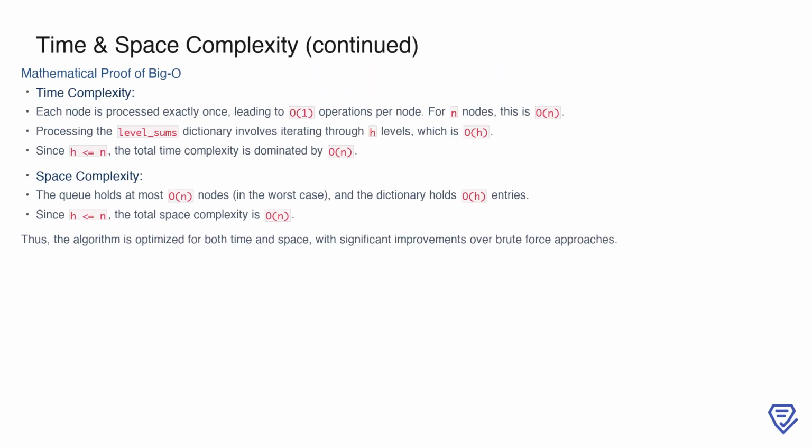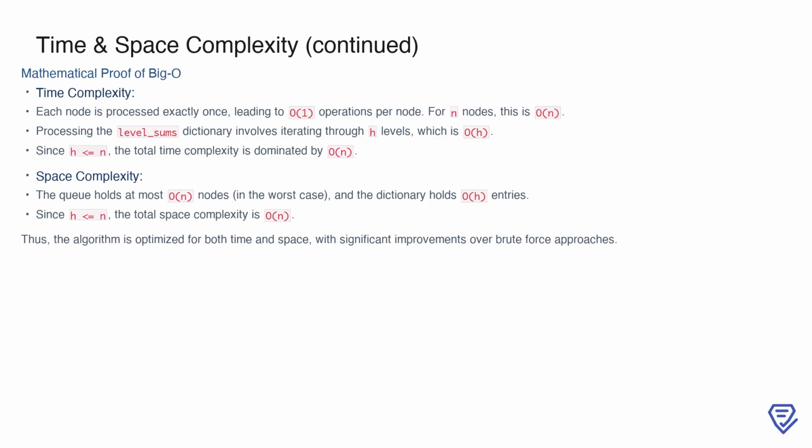Finally, let's validate the big O analysis mathematically. For time complexity, each node is processed exactly once, involving O(1) operations per node. With n nodes, this totals to O(n). Additionally, iterating through the level_sums dictionary involves O(h) operations, where h is the number of levels. Since h is always less than or equal to n, the overall time complexity is dominated by O(n).